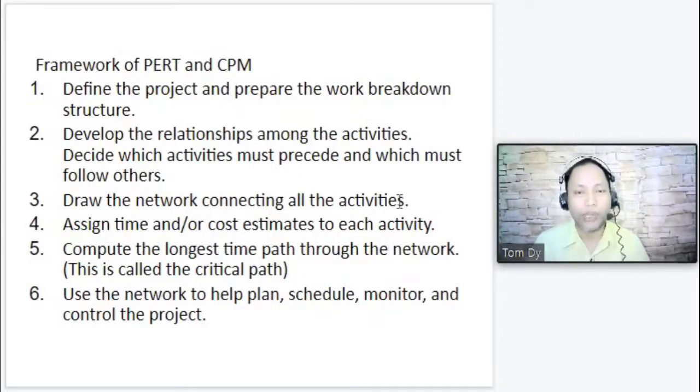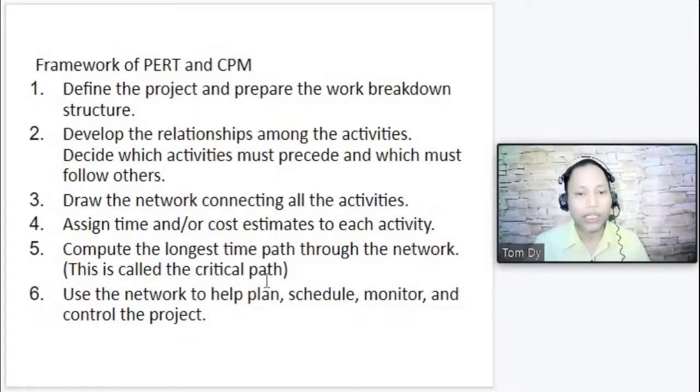In my discussion, we will be using a circle, connected by an arrow. By connecting different circles with an arrow, we form what we call the network. So draw the network connecting all the activities and then assign time and or cost estimates to each activity. In our example, we will be using time. And then compute the longest time path through the network. This is called the critical path.